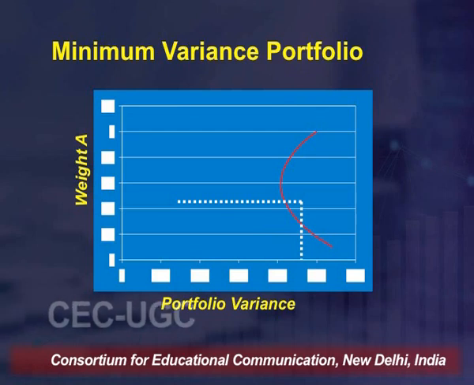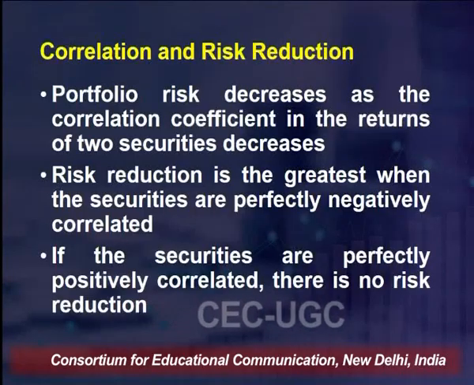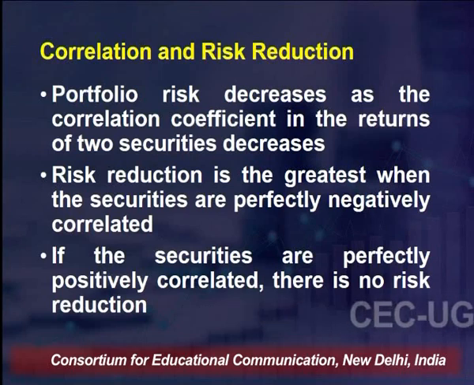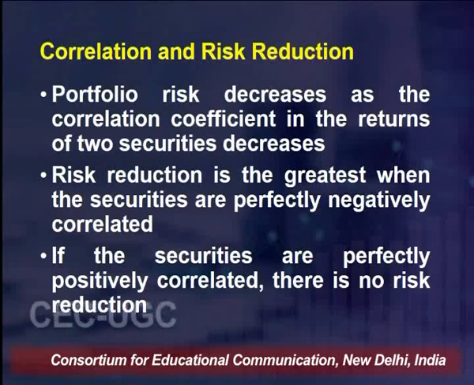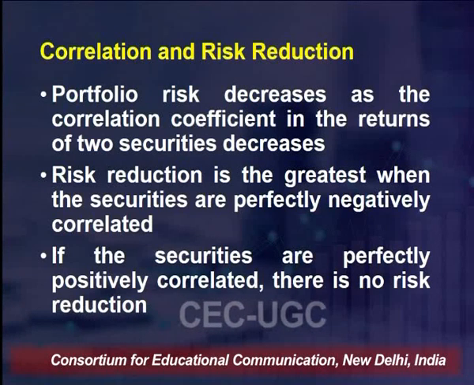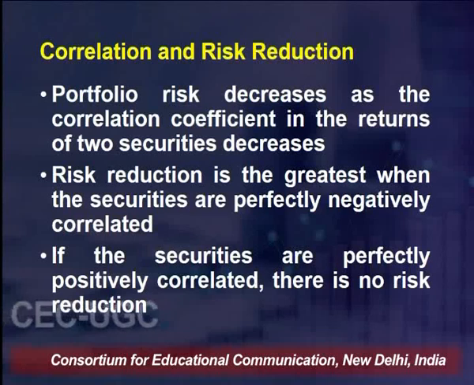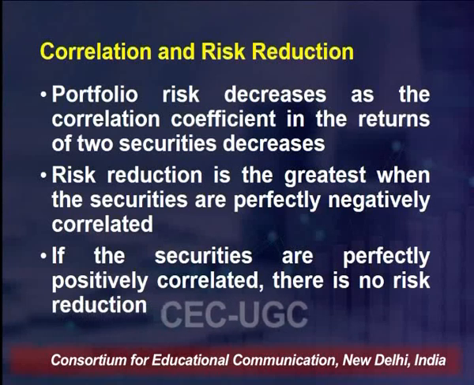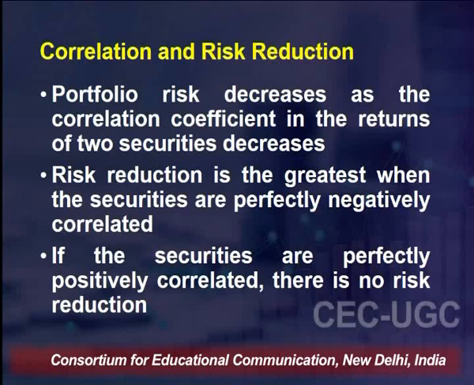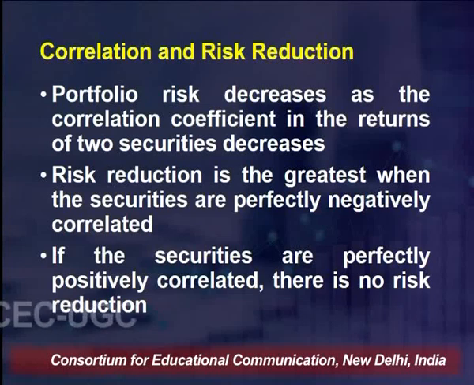So let us try to identify the relationship between correlation and risk reduction. Portfolio risk decreases as the correlation coefficient in the returns of the two securities goes down. Risk reduction is the greatest, that is the maximum, when the securities are perfectly negatively correlated, while if the securities are perfectly positively correlated, there is no risk reduction, and the variance of the portfolio will be high. So with this, we summarize today's session.